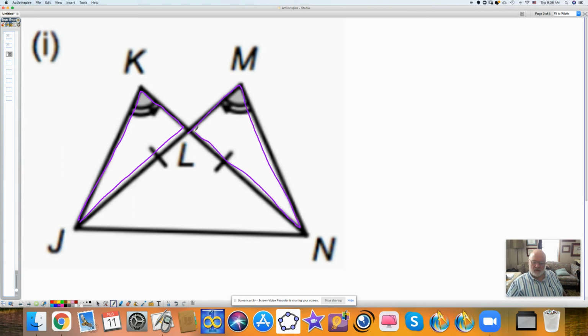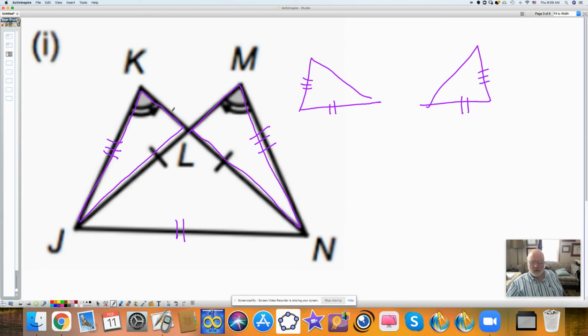Now, the one that I haven't used is the side, side, side. So I'll redraw my triangles. Here's the one, here's the other. We have a common side here by CPCTC, because these two triangles are congruent. We have the sides here. It's congruent to this one.